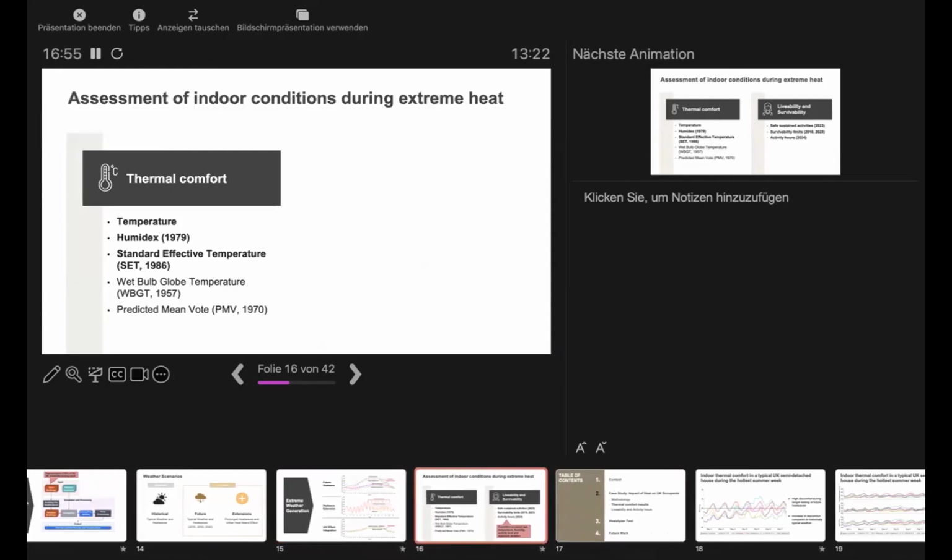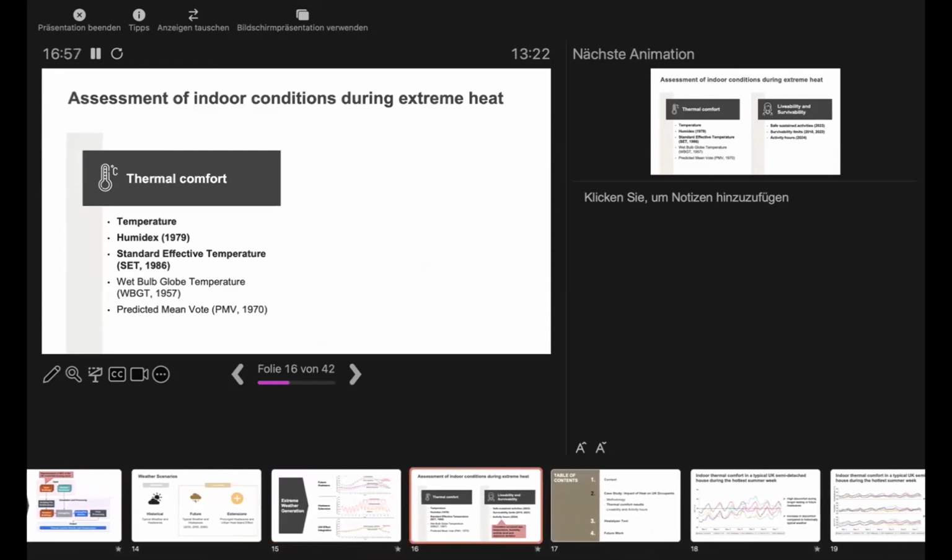So first off, what has been historically done, mostly in these building simulation studies, is to look at thermal comfort. So how do indoor conditions feel to a person? How comfortable would someone feel within the building? There are a lot of different models that are used, and 5 of them I put on here, which are temperature, humidex, standard effective temperature, the so-called wet-bulb globe temperature, and predicted mean vote.